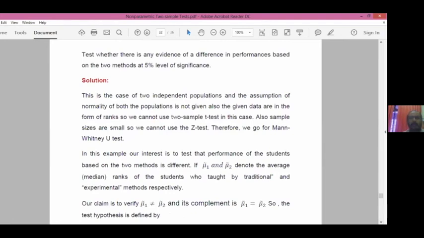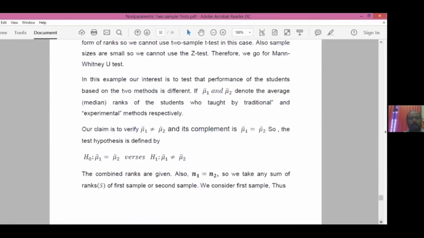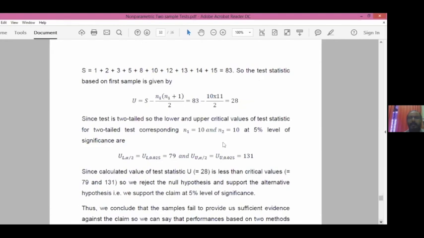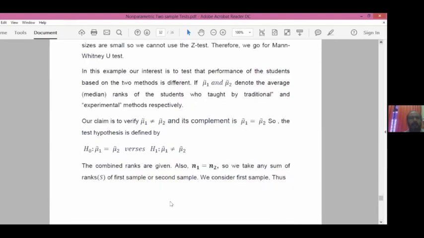In this example, our interest is to test whether the performance of students based on the 2 methods is different. If Me1 and Me2 represent the median ranks of students taught by the traditional and experimental methods respectively, our claim is to verify this. This is the hypothesis, exactly how to frame the hypothesis, and then combine what is mentioned here. The combined ranks are given. Also, n1 is equal to n2. Both sample sizes are actually equal.